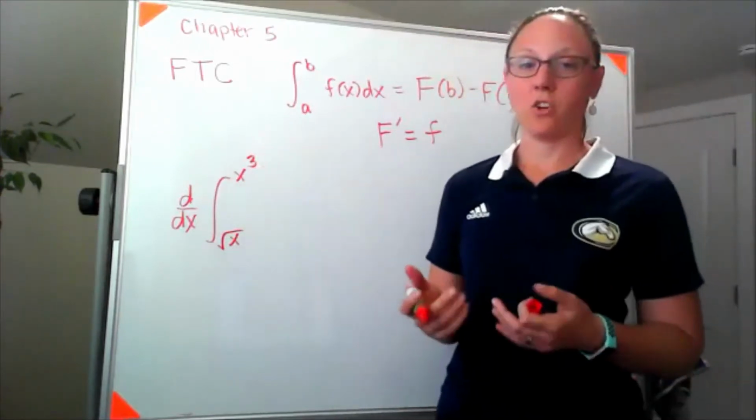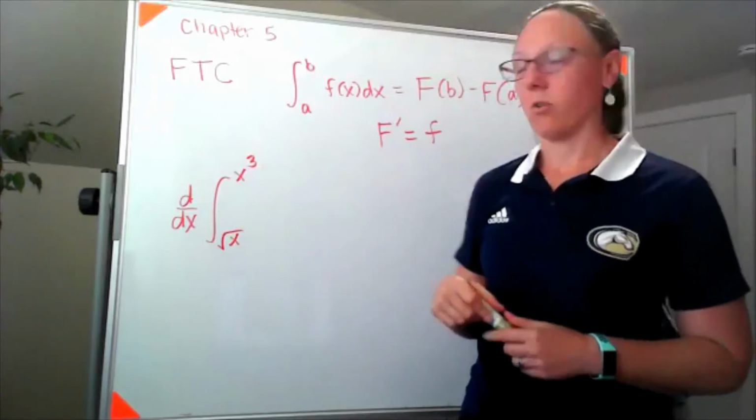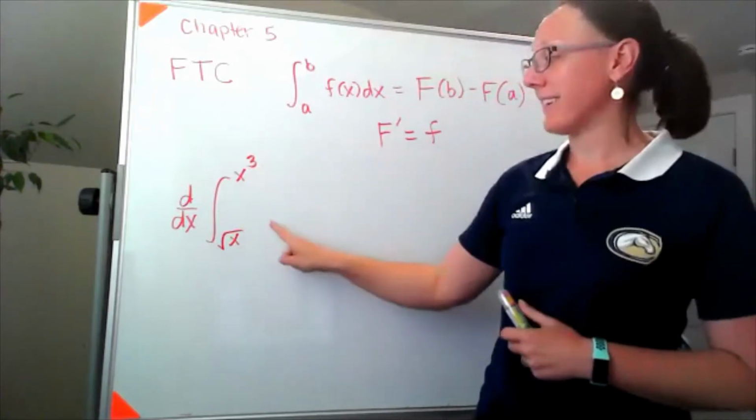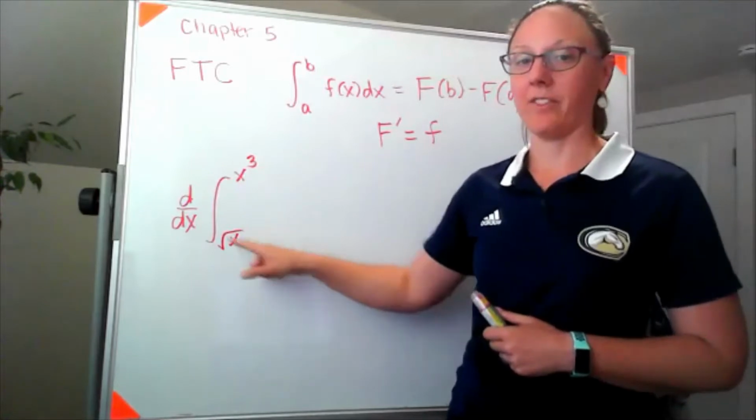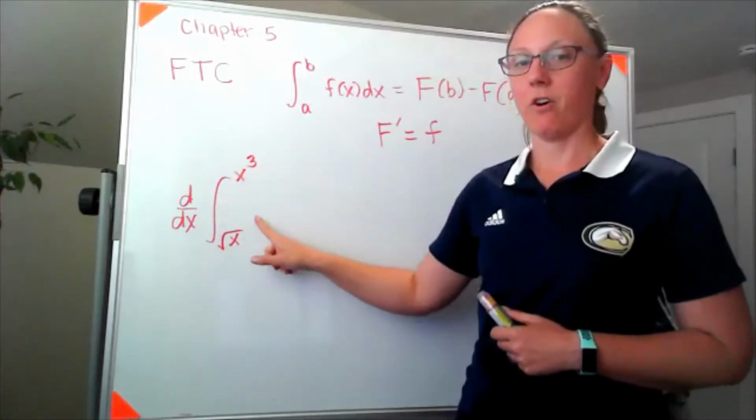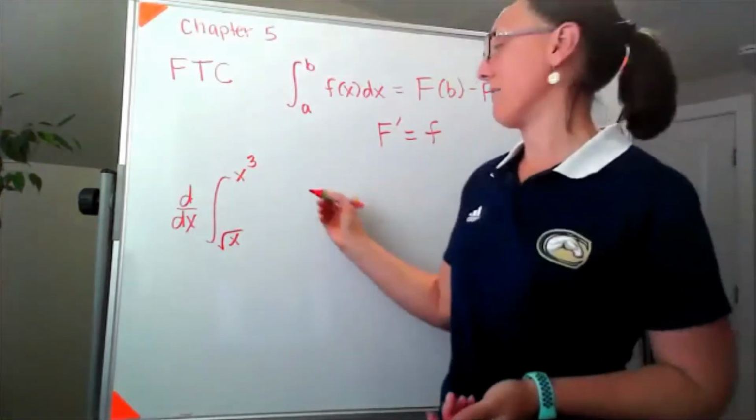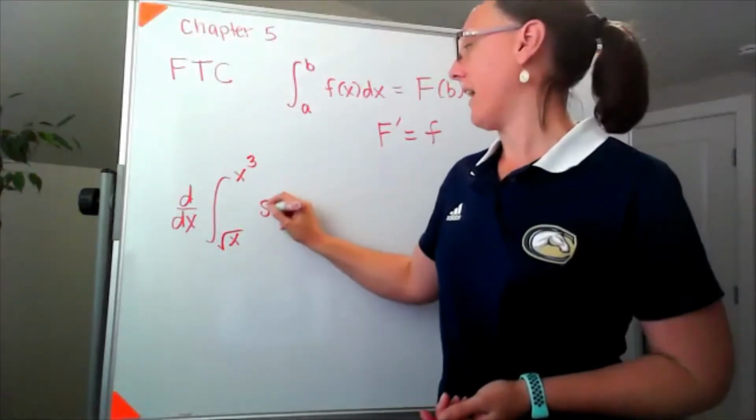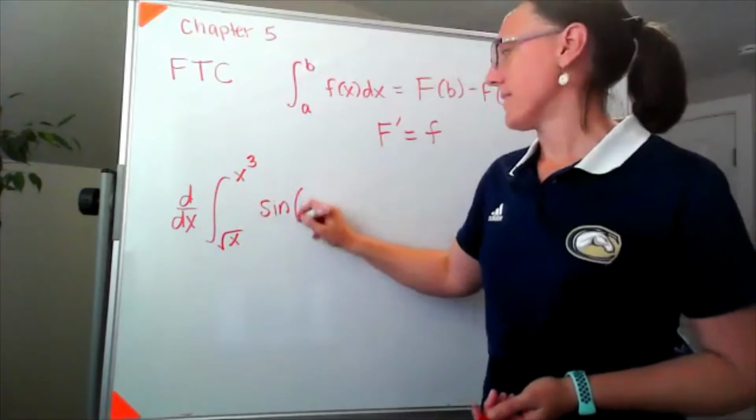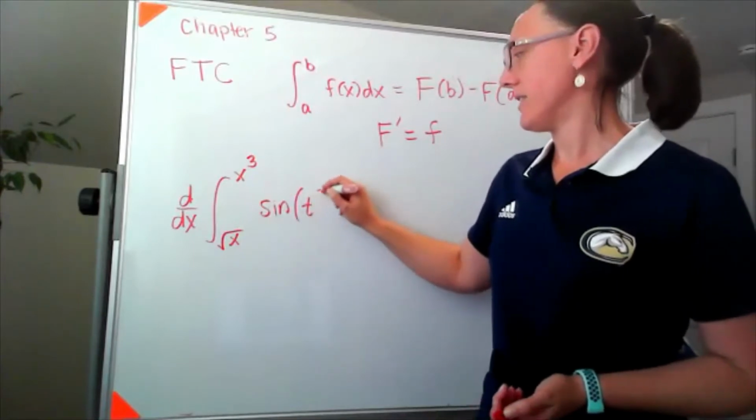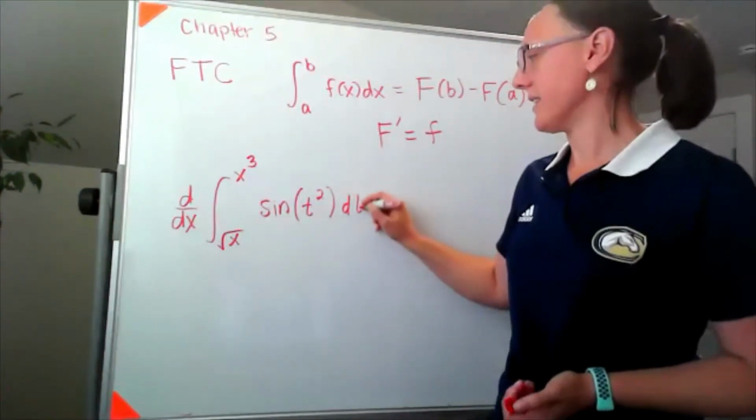Another thing to note about this integral is that I am expecting a different letter here that is not x, which involves the integrand and the d something. So for example, I might have something, let's say, sine of t squared dt.